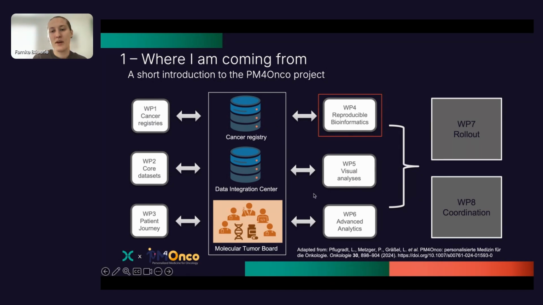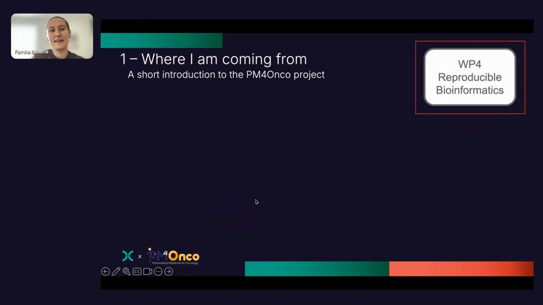And then we have work packages 7 and 8 who are doing the rollout and the coordination of the whole project. So you can see this is really one building block of a bigger project, a really big research project, and also application project within Germany. And each of these work packages has their own set of goals that have been defined. And I'm just going to show you one of those goals, which is related to the work that I'm presenting here. So that's why I'm showing it.